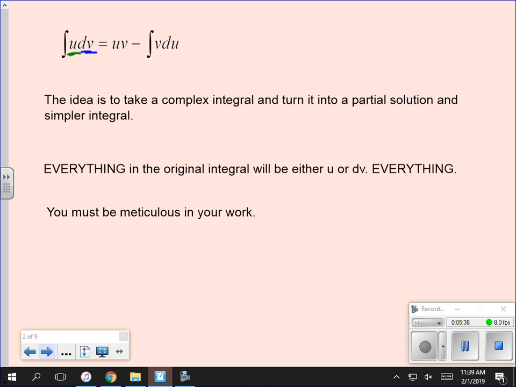Okay? And it's kind of, you need to see it. And I cannot underemphasize this statement right here. I cannot underemphasize that. You must be absolutely meticulous in your work. You must be organized. If you're not, you will be lost forever. Okay? It's one of those things. You have to stay organized. You have to be meticulous in your work. You cannot rush these problems at all. Okay?